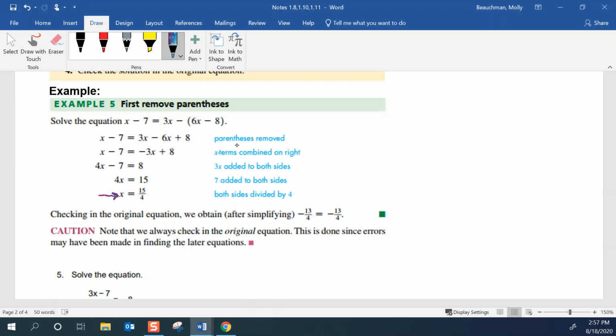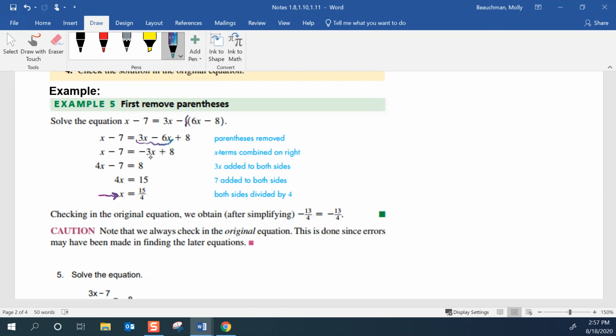So step 1 is to remove parentheses. That means we distribute the negative. Think of the negative in the front as a -1. -1 times 6x is -6x. Negative times -8 is +8. Then combine like terms, if you have any. In this case, 3x minus 6x are like terms. So 3x minus 6x is a -3x.